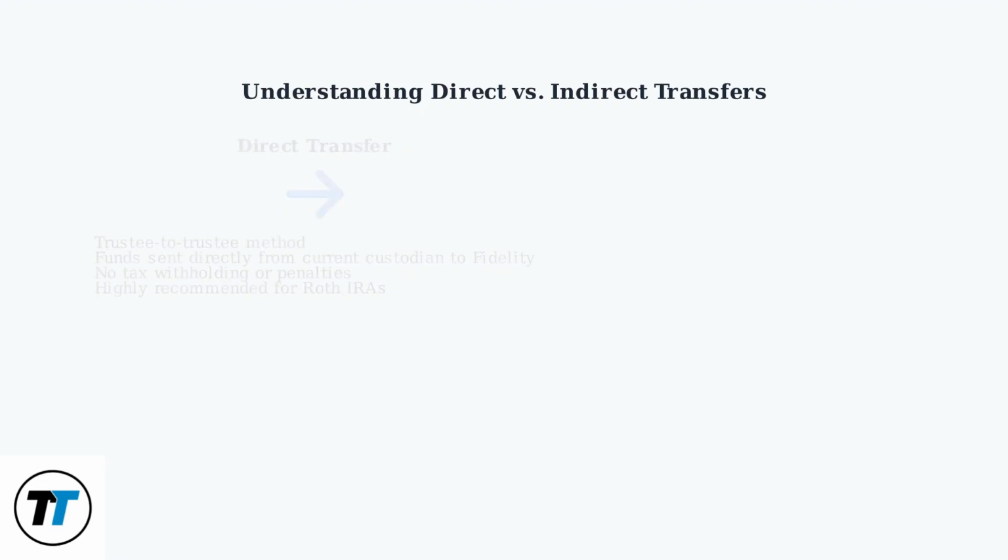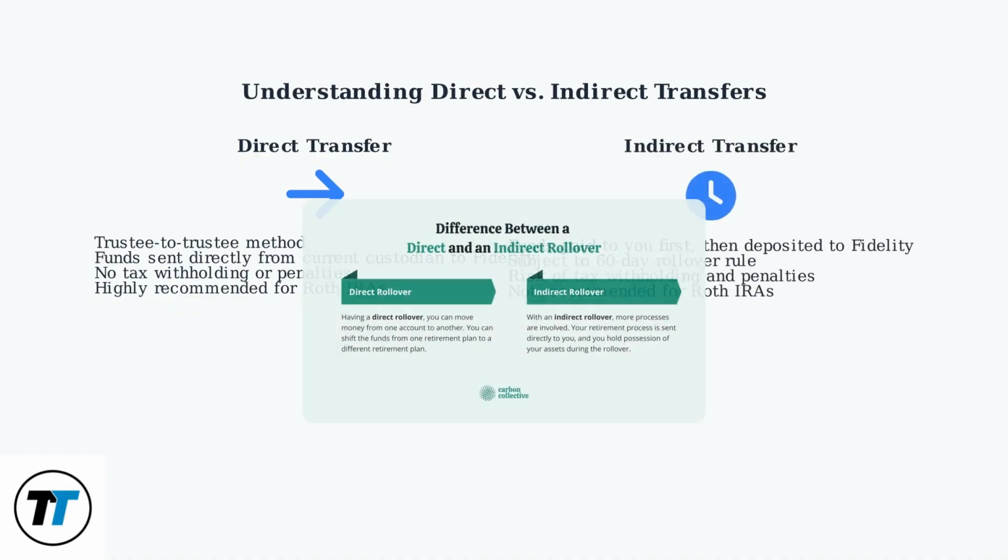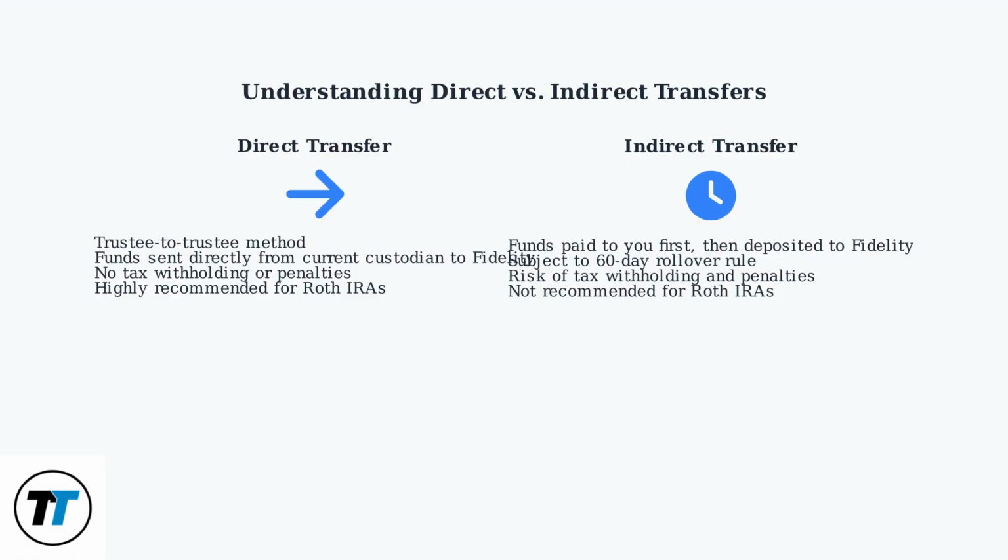There are two main methods for transferring your Roth IRA: direct and indirect transfers. A direct transfer, also called trustee to trustee, is where your current custodian sends the funds directly to Fidelity without you touching the money. This method avoids any potential tax issues, withholding, or penalties, making it the highly recommended approach for Roth IRAs.